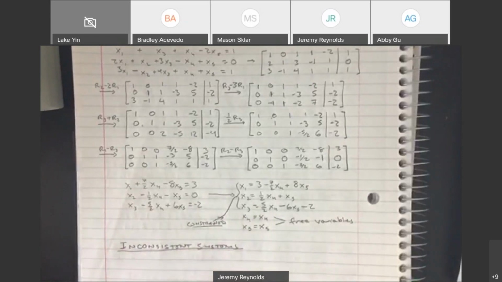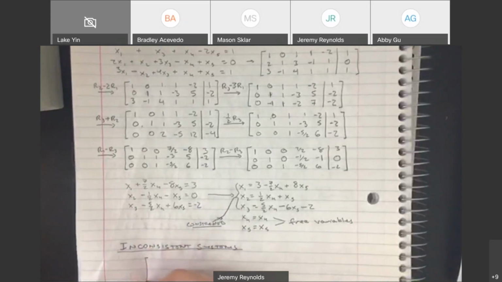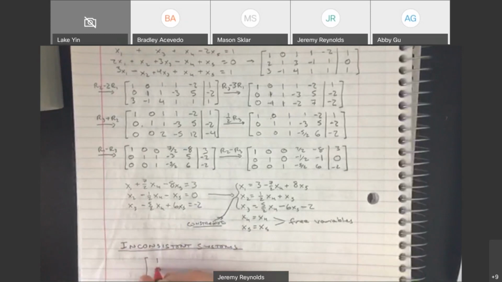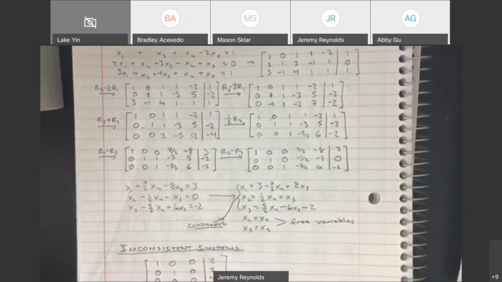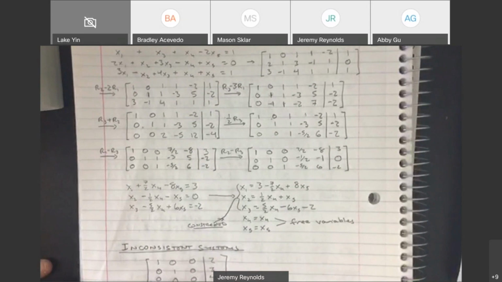What does an inconsistent system look like? So let's say we were to do all of our matrix operations and we end up getting something that looks like this. And what this means is, if you look at the bottom row, we have 0x1 plus 0x2 plus 0x3 equals 4. So this is inconsistent.